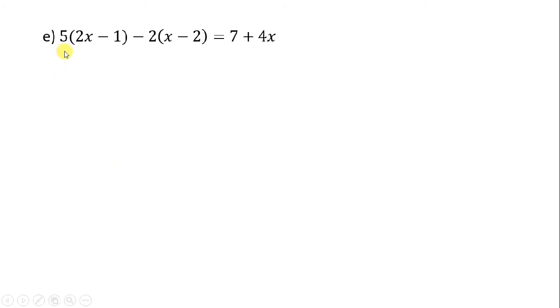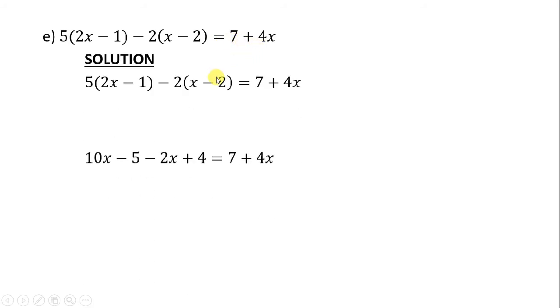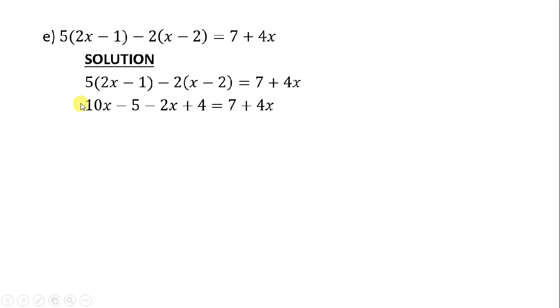So we have the last example E. We have 5, open your brackets, 2x minus 1, close your brackets, minus 2, open your brackets, x minus 2, close your brackets, is equal to 7 plus 4x. We are going to take this step by step. The first thing we are going to do is to expand. We have to get rid of those brackets. So I'm going to multiply 5 times 2x to give me 10x. 5 times negative 1 to give me negative 5.